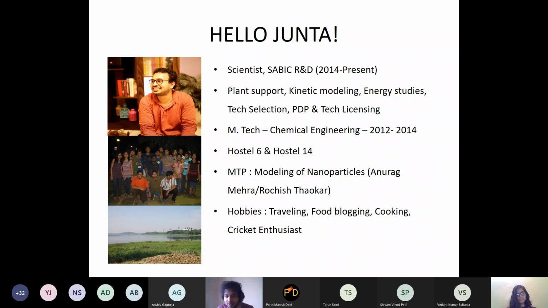I did my masters from 2012 to 14 in chemical, and I was first in the Vikings, the hostel Vikings, hostel 6, I think, if I'm correct. And then I went to Silicon Ship, which is hostel 14, and my MTP was in modeling of anisotropic nanoparticles. My guides were Professor Anurag Mehra and Lochis Thaukar. They had a big influence in the way I do things.